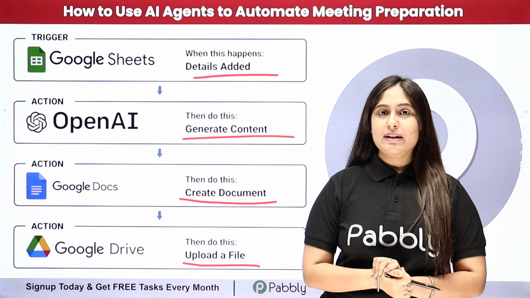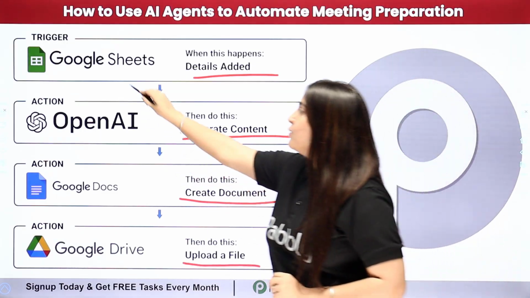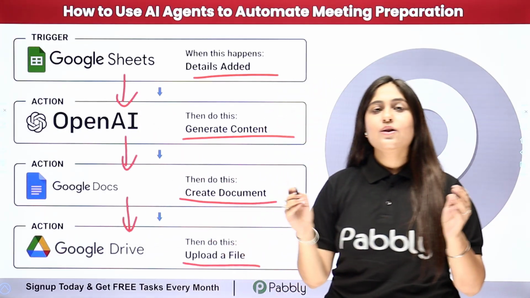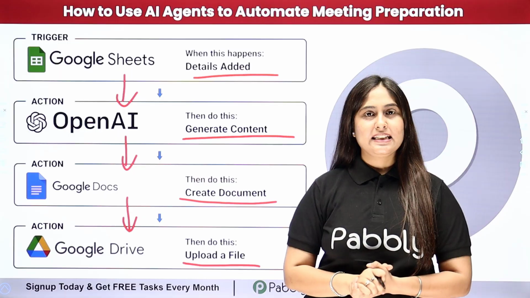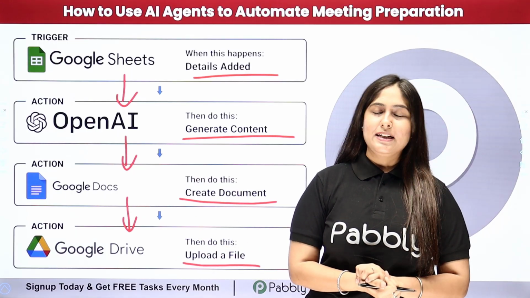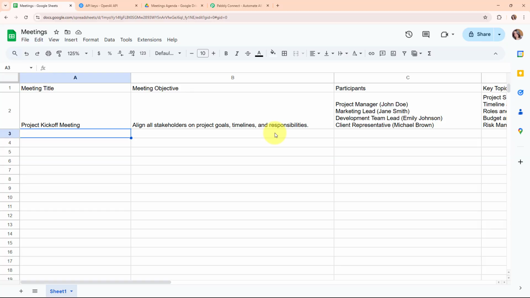So now here to automate the entire process, I need to connect my Google Sheets with OpenAI, Google Docs and Google Drive using an automation software named Pabbly Connect. So to see the working of this automation and to learn this process step by step, let me take you to my screen. Welcome to my screen.